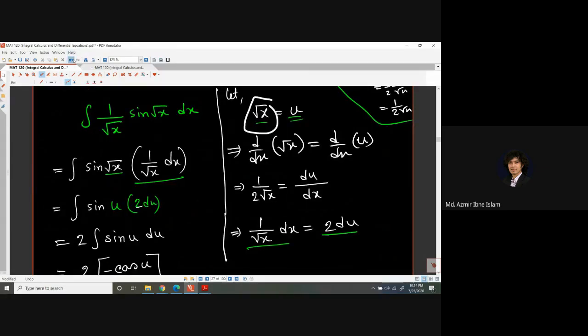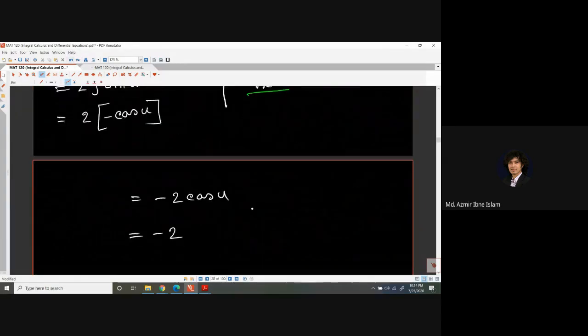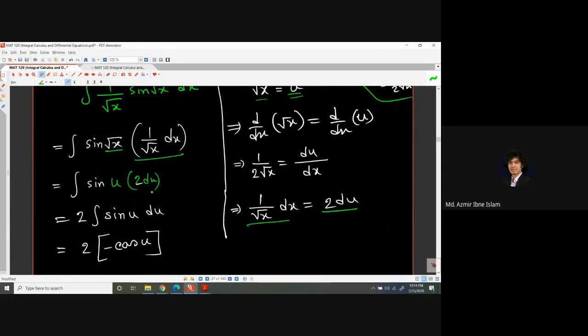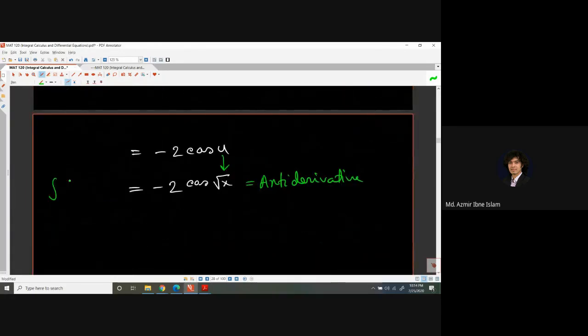Instead of u, we can write cosine root x. That means we are transferring u to root x. So this is our final antiderivative for the integral 1 by root x sine root x dx.